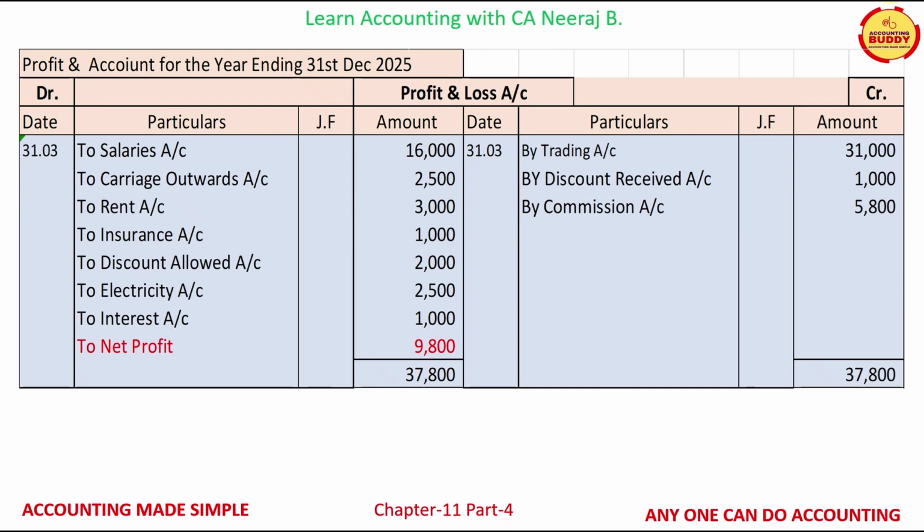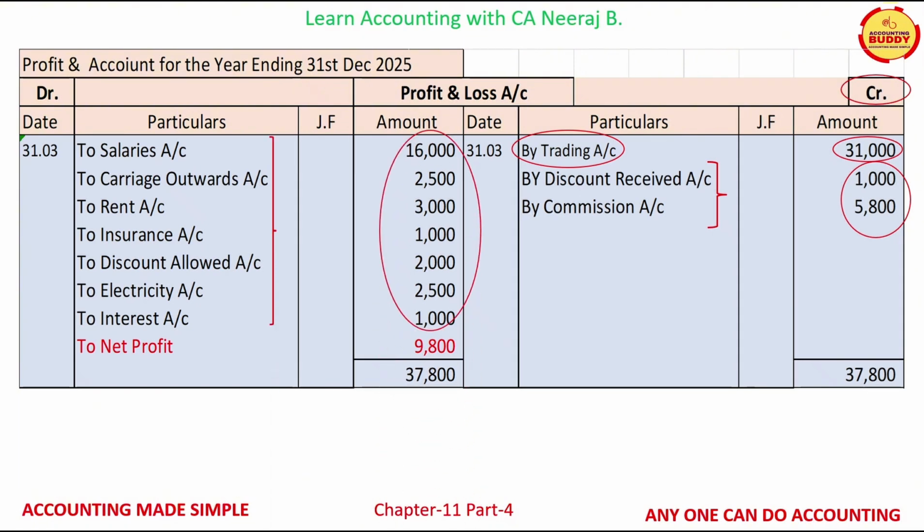First of all, the gross profit of $31,000 as determined as per the trading account in the previous slides will be written on the credit side of the profit and loss account by writing the words by trading account. Both the income accounts of discount received and commission account will be posted on the credit side of the profit and loss account for $1,000 and $5,800 respectively. All the expense nominal accounts will be posted to the debit side of the profit and loss account.